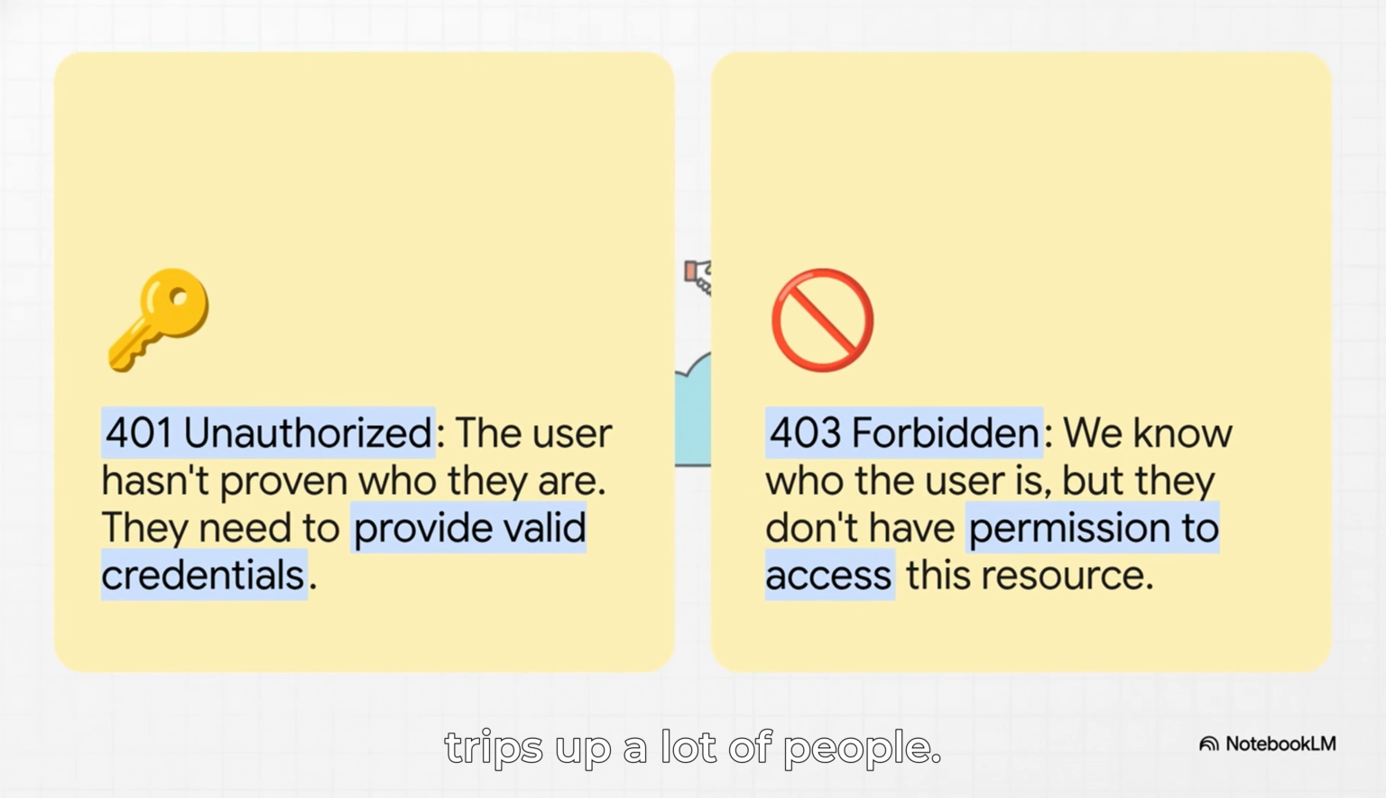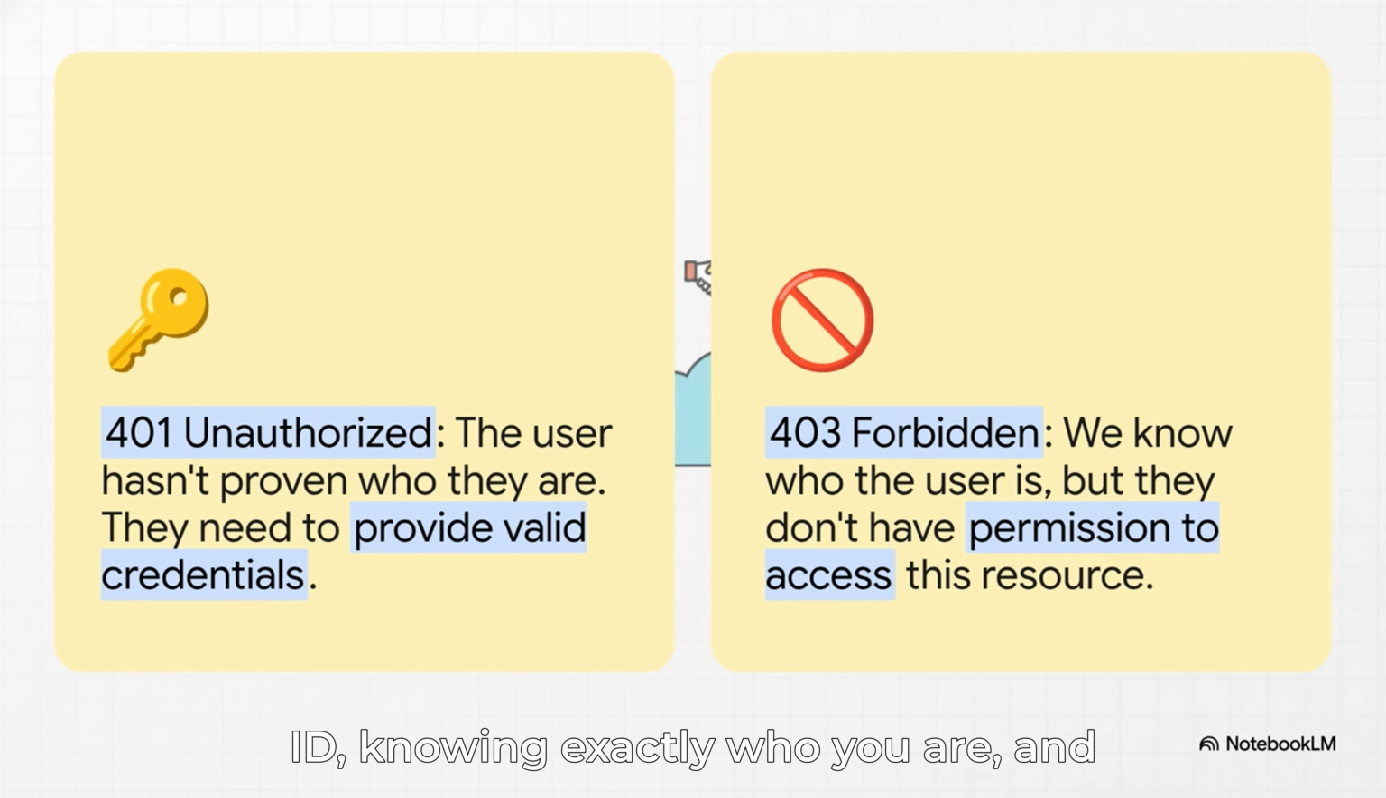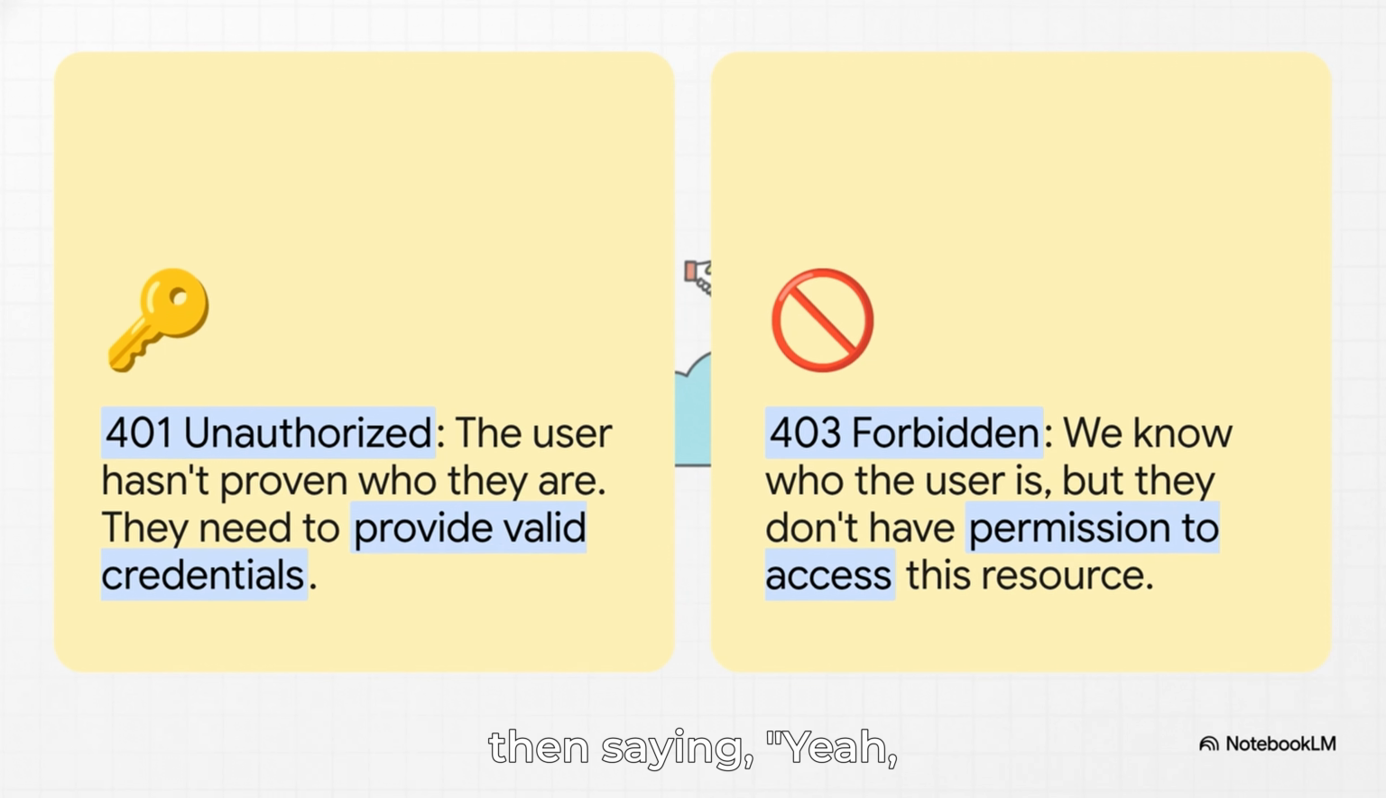Now, here's one that trips up a lot of people. The difference between a 401 and a 403 error. Think of a bouncer at a nightclub. A 401 error is the bouncer stopping you at the door and saying, whoa, who are you? I need to see some ID. You haven't proven your identity. But a 403? That's the bouncer looking at your ID, knowing exactly who you are, and then saying, yeah, you're not on the list. You can't come in. It's a permissions problem, not an identity problem.